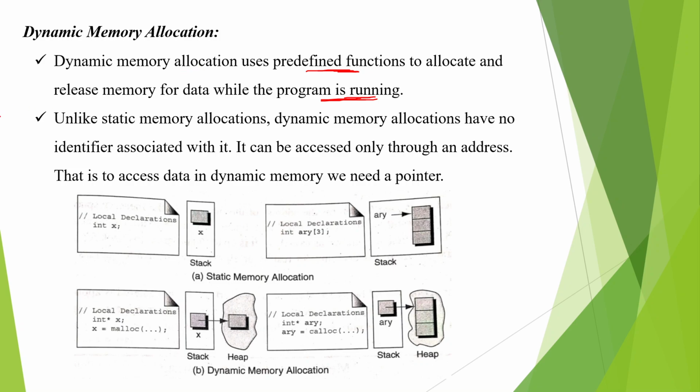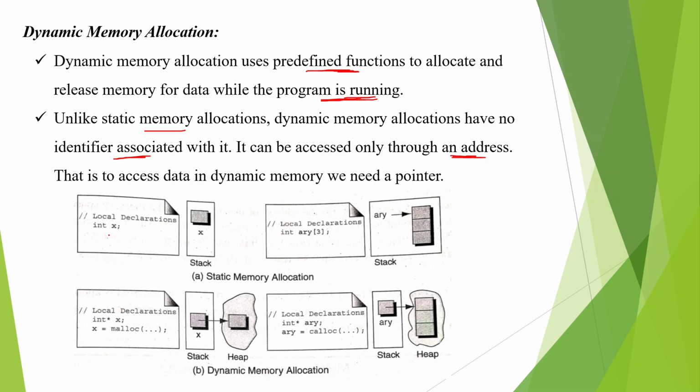Unlike static memory allocation, dynamic memory allocation has no identifier associated. I told you na, direct ga manam oka identifier ni heap lo place cheyadam impossible. We cannot create the memory reference directly in the heap. It can be accessed only through the address. Address nundi access cheyochu kabatti, stack ki direct access untundi, heap ki direct access undadu. So what we do is, inside the stack we create a pointer, and in that pointer we store this address. As simple as it is.